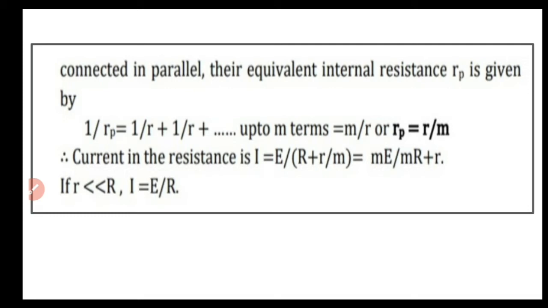If the small letter r is very much less than capital letter R, then we can approximately write I is equal to E by capital letter R. So that is the expression for current when m such identical cells are connected in parallel.